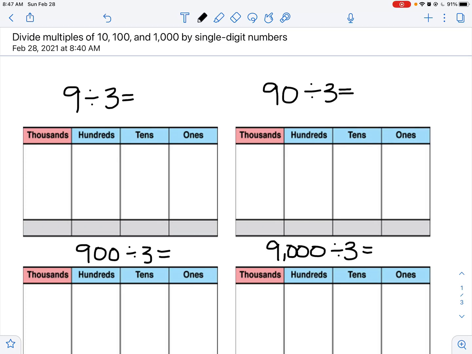Hello everybody! Today we're going to be taking a look at dividing multiples of 10, 100, and 1000 by single digit numbers. So if we think to our multiplication, we've done this with multiplication, like thinking of things like 400 times 5 and 300 times 6 or 7,000 times 8. And now we're going to do that with division.